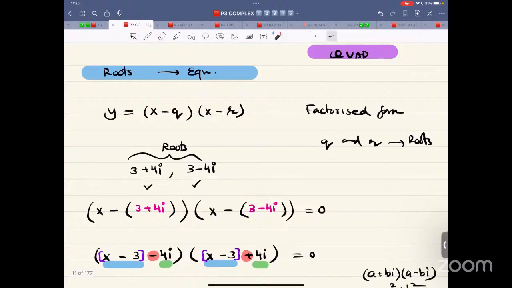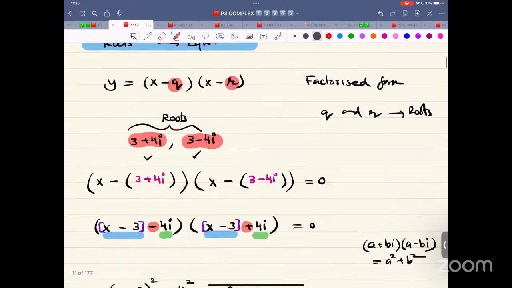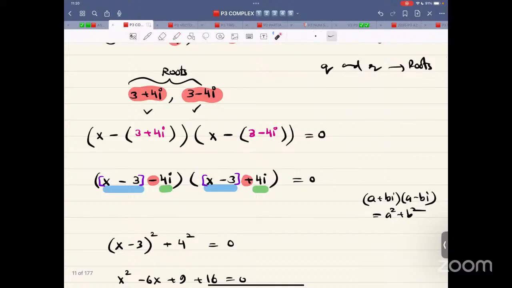Now if we have the roots, and this is the factorized form, we equate it to 0 and get the roots. If these two are the roots of the equation, what we can do is that this is q, this is r. So now we have two roots over here. Just plug them in, but multiply in a very tactical manner. So (x minus 3 plus 4i)(x minus 3 minus 4i). Open up the brackets, you get 3 terms times 3 terms. If you multiply without thinking, you will get things very lengthy.